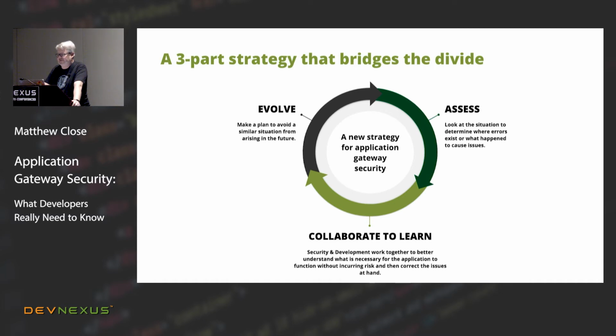And this is for the mutual benefit of both teams. The goal here is to establish an iterative process for application gateway security that makes things easier, faster, and more efficient for everyone. The iterative process involves 3 steps: assess, collaborate to learn, and evolve. So let's take a look at each of these elements a little closer.